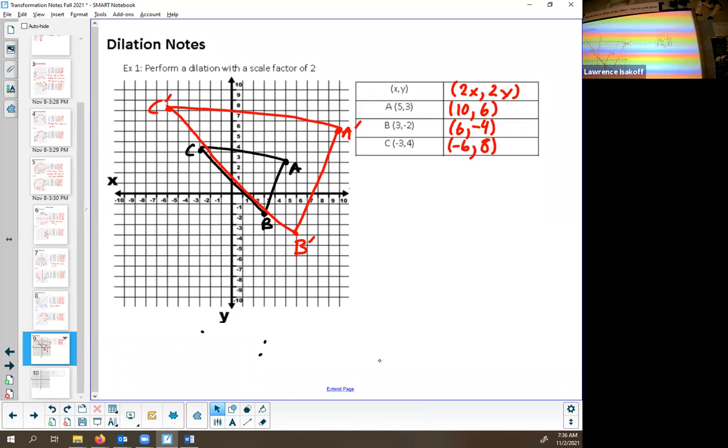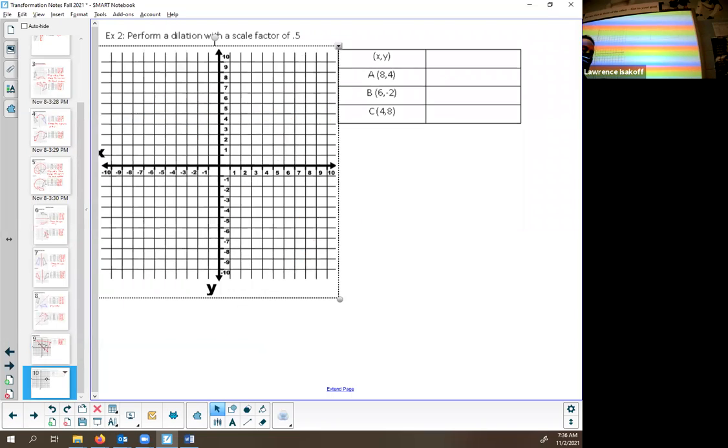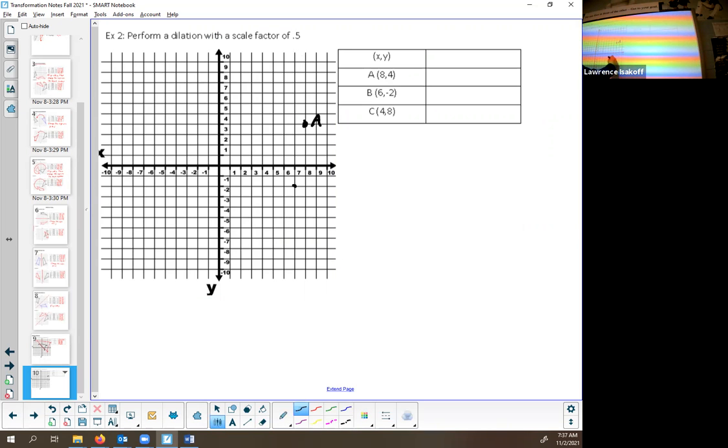Let's look at the next example. The next example is going to be a scale factor of 1/2 or 0.5. So again, I'm going to start with plotting those original points. That's 8, 4. That's 6, -3. And then 4, -8. And that's 6. So again, here's my original picture.